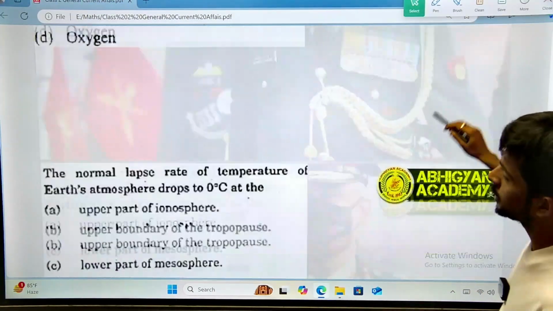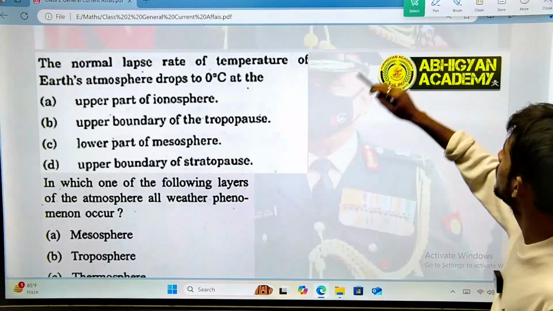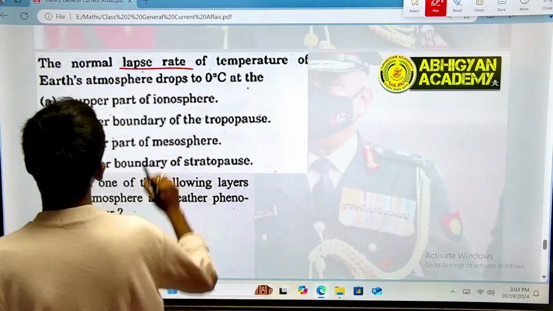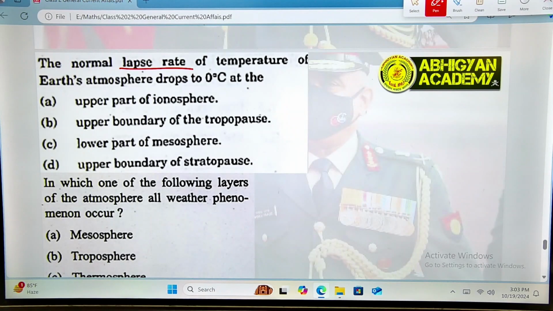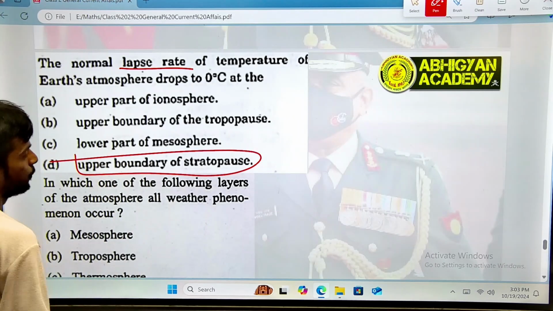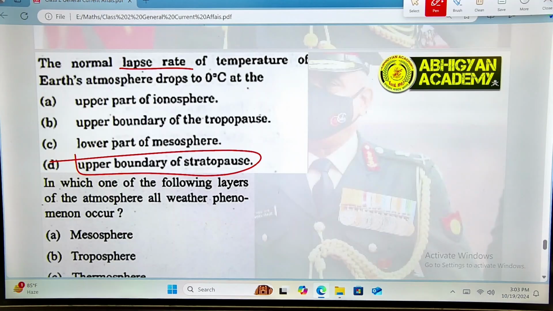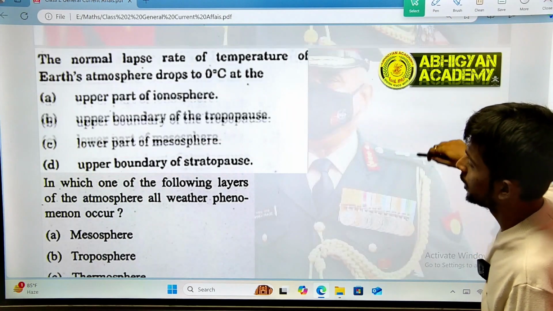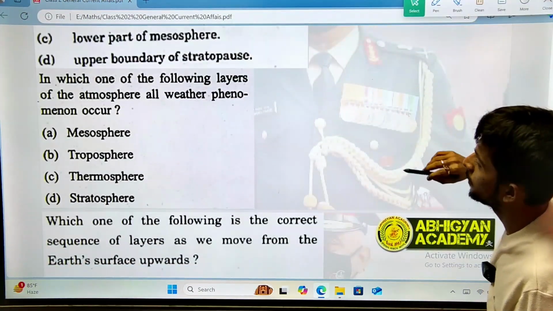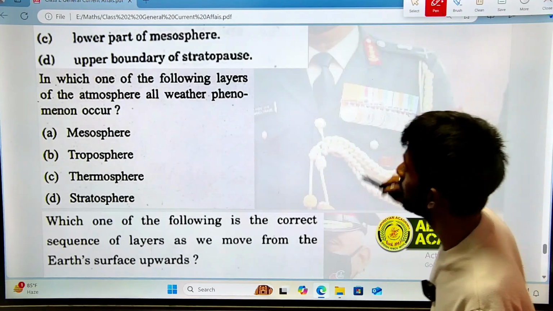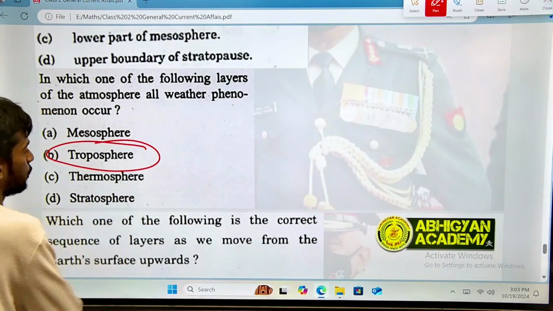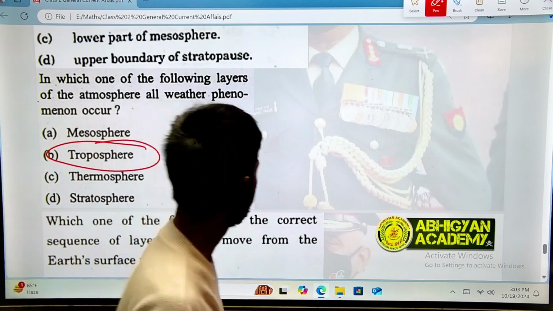Second question: the normal lapse rate. This question can be asked. At which point does the temperature of Earth's atmosphere drop to 0 degrees Celsius? Obviously, at the upper boundary of the stratosphere. We discussed the stratosphere, right? So at the upper boundary of the stratosphere, the lapse rate will be zero. In which of the following layers does atmospheric weather phenomena occur? This is a direct question: troposphere. In the troposphere, most of the weather phenomena happen.